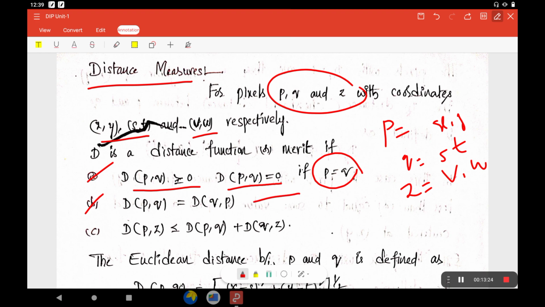Obviously the distance from P to Q and from Q to P is the same, so that is also the same thing. At the same time, the distance of P comma Z is less than or equal to the distance of P comma Q plus the distance of Q comma Z.